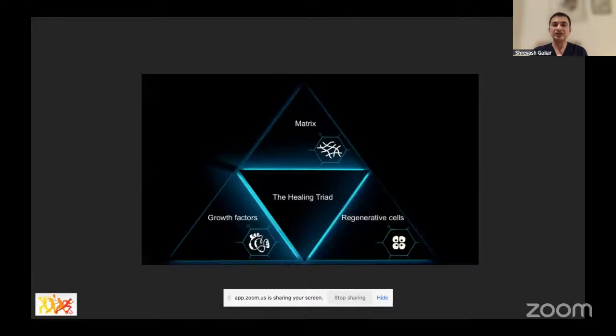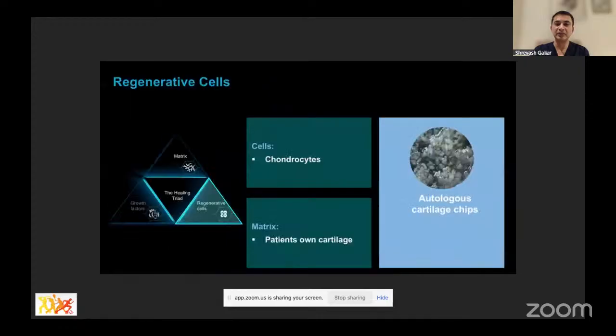And just to give you an overview, it is referred to as the healing triad, where you have the regenerative cells at the bottom right, you have the matrix, and then the growth factor, which is the PRP. So the regenerative cells are your chondrocytes. When you are stabilizing the lesion, you are going to do the repair. You harvest that, and you don't suck away and dispose of it, which we conventionally used to do.